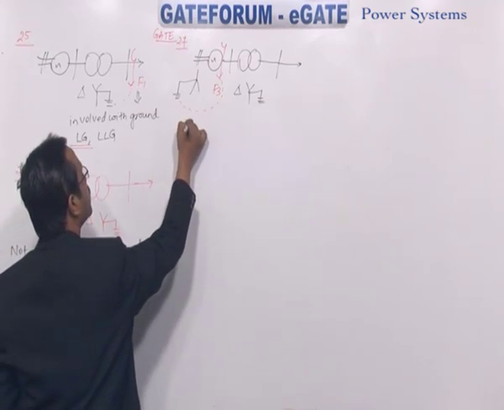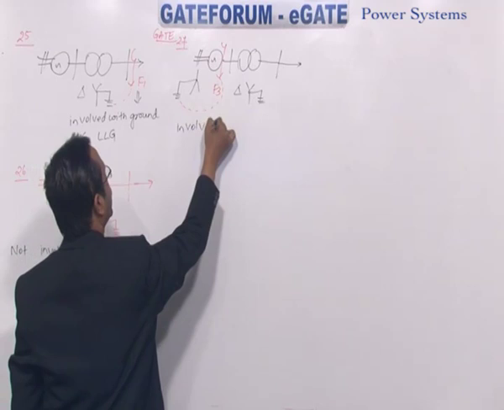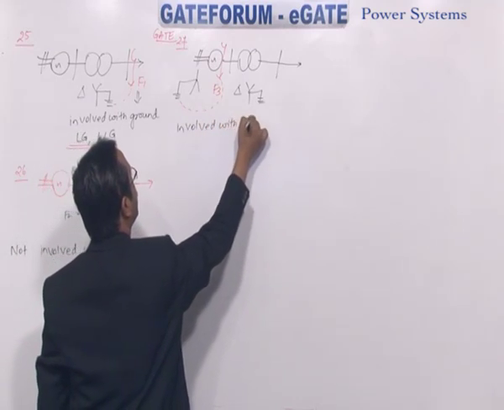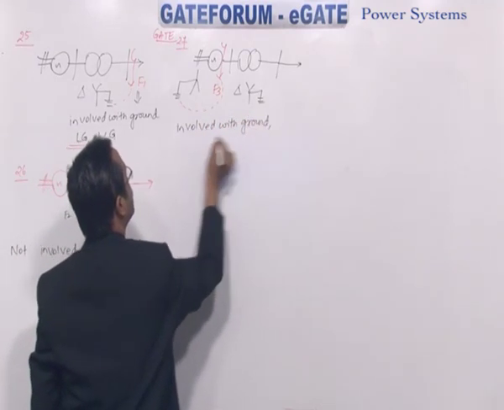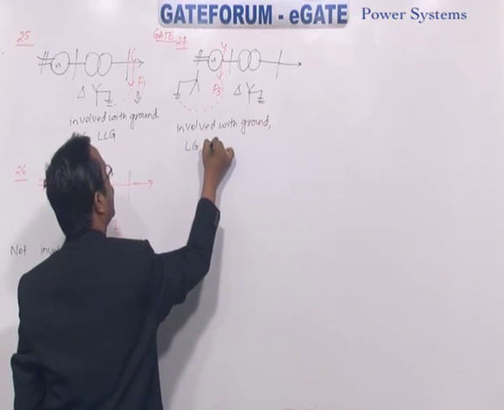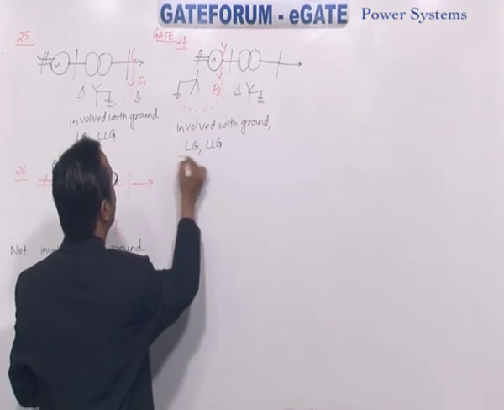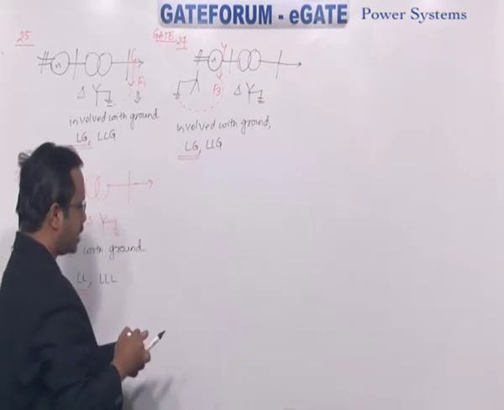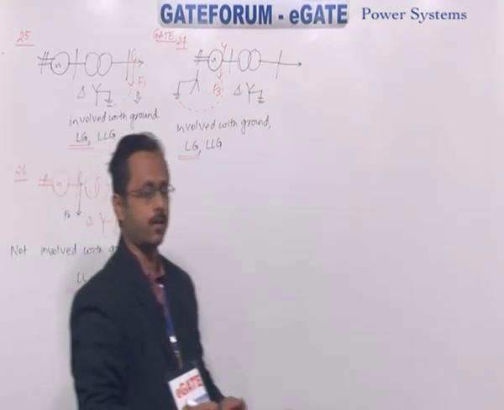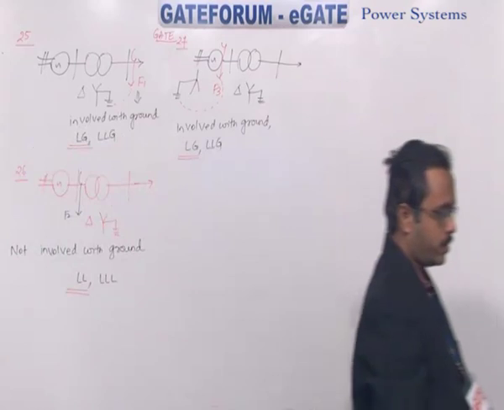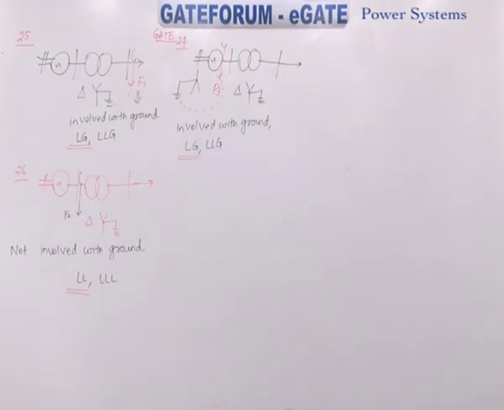So here we say it is the fault involved with ground. Which option do we mention? LG fault or double LG fault. We prefer the most commonly occurring fault. So the answer is LG fault here. What is the answer you get? It is LG fault.